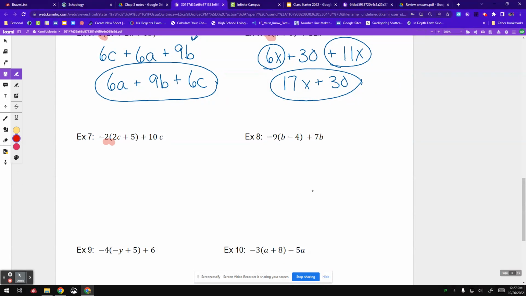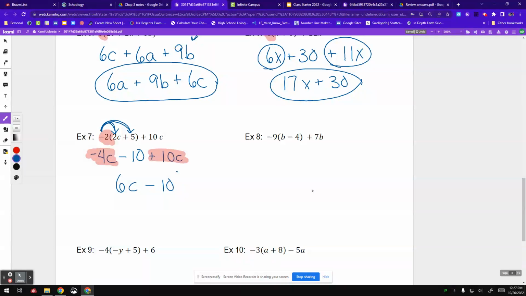Again, here we have a number directly next to a parenthesis, so we're going to take that negative 2 and distribute it into the parentheses. But this plus 10c is not in the parentheses, so we do not distribute over there. Negative 2 times 2c is negative 4c, and negative 2 times positive 5 is minus 10. Now we have like terms of negative 4c and positive 10c. That's 6c and minus 10. No parentheses, no like terms.